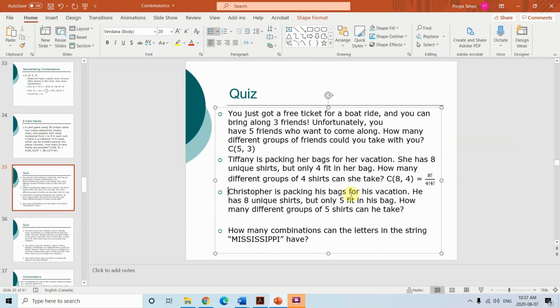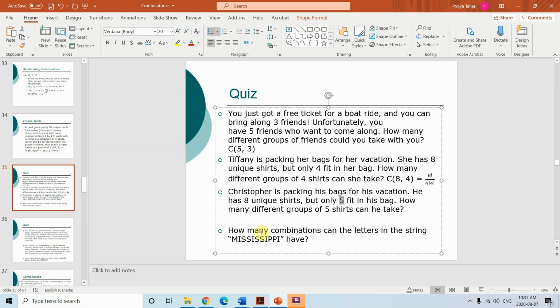Chris is packing his bags for his vacation. He has, well, this is the same, right? Again, it's 8 objects, n is 8, but he wants to pick 5 out of these 8. So that's basically selecting 5 out of 8.